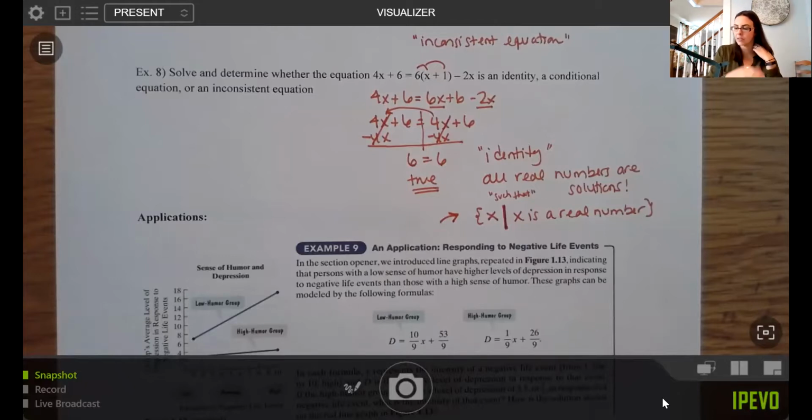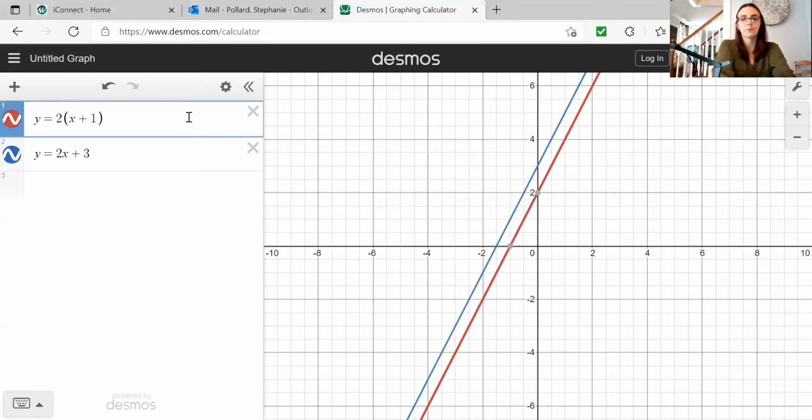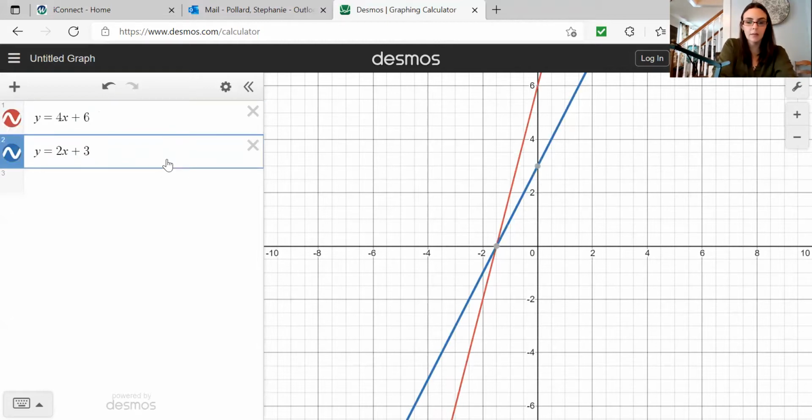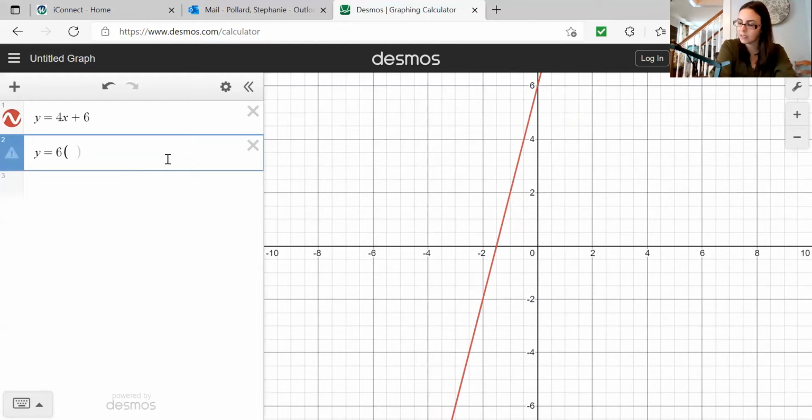So let's look at the graph of this again one last time. And if you want to see the tables, you can check out your text. And I'm going to enter the left side and the right side as separate equations so we can see this visually. All right, so the left side here is 4x plus 6. And then the right side is 6 parentheses, x plus 1, close parentheses, minus 2x.